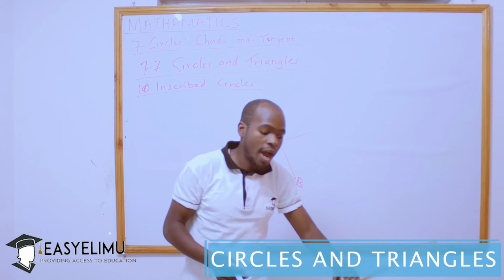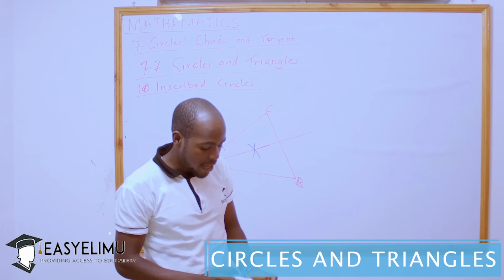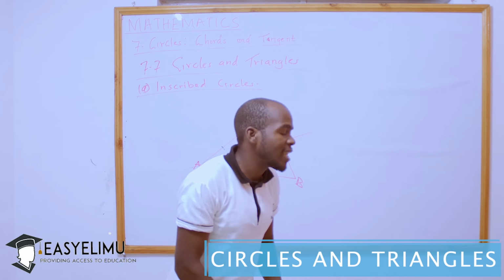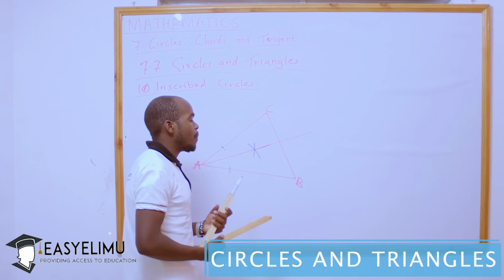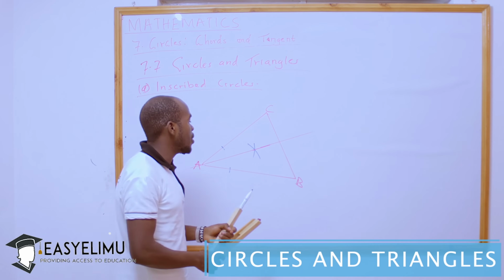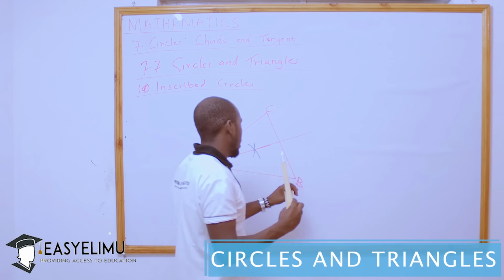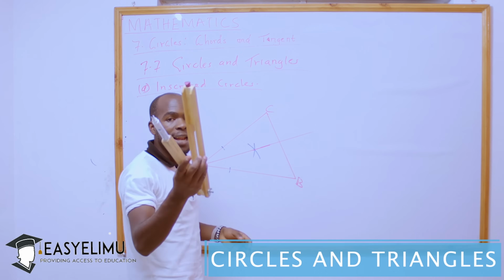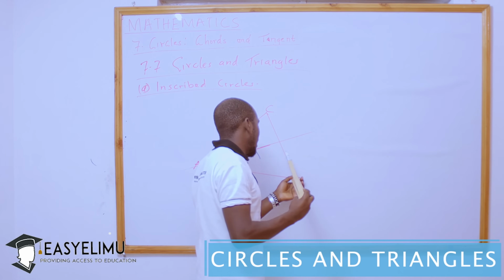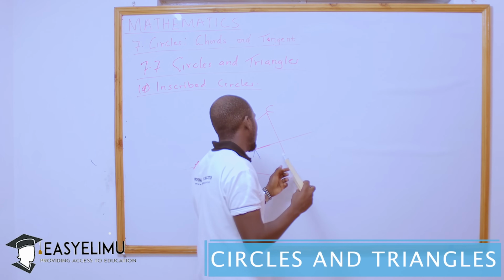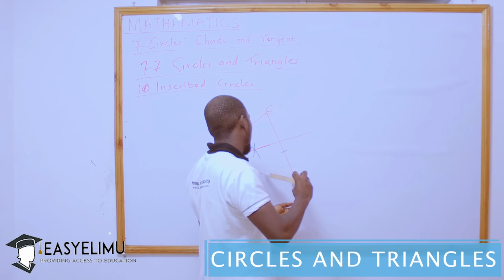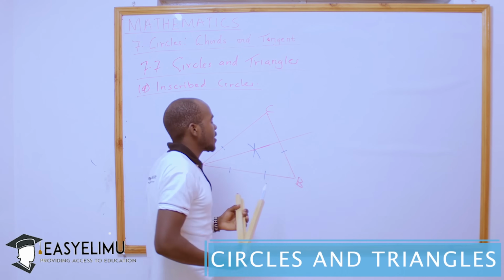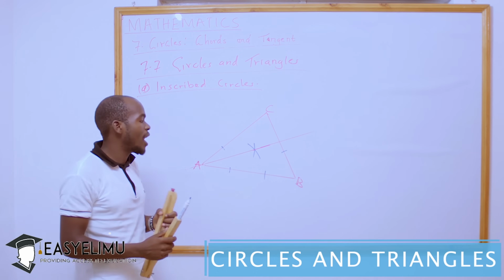So that is what we have there, and after getting that, go on by bisecting the other angles. For example, we may select one which is at B. If that is at B, open any radius having the center as B, and cut line BC and also line BA such that you have two arcs on the two lines.